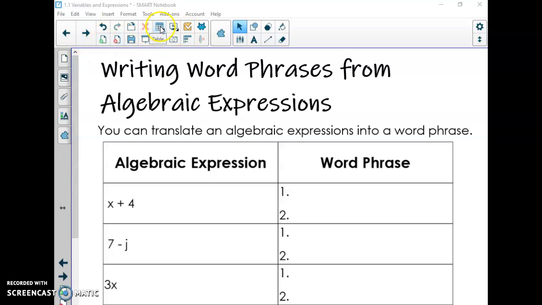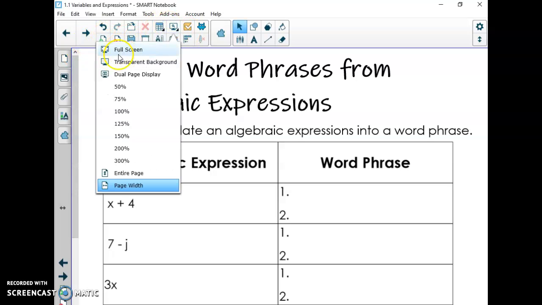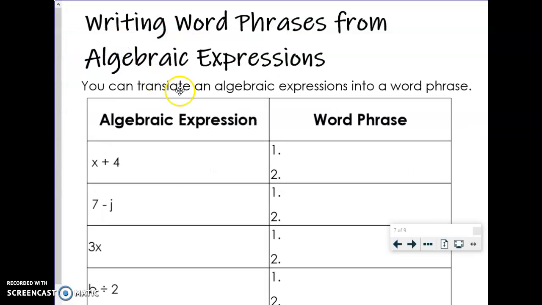Kind of take a look at that. If you're home, just go ahead and do this in your notebook. We want to take those words that we just learned about and use them to write a word phrase. So if I have x plus 4, can somebody give me an example of how I could write that out in words, using some of the words that we had on our sheet?